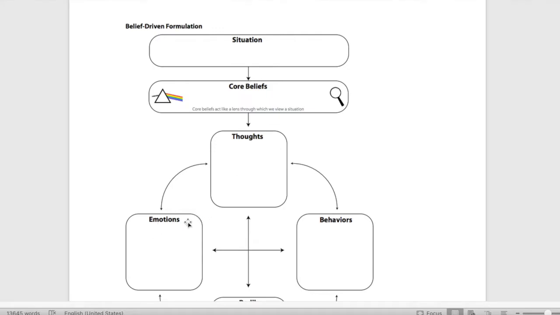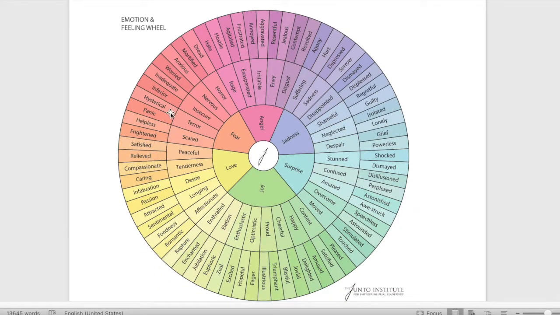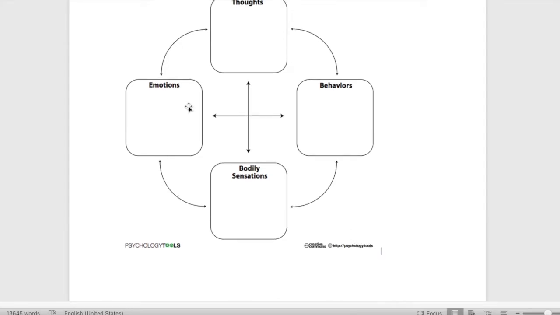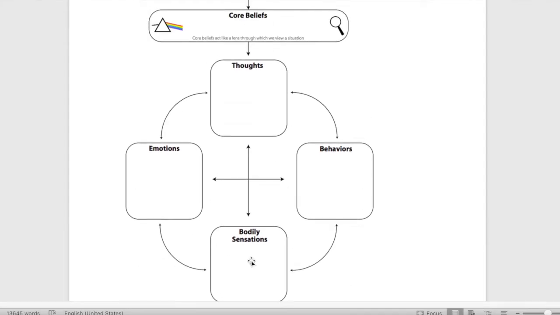So now we want to go to the emotions. What emotions or feelings come up for you when you have that thought? You're going to want to reference the feeling wheel. Let's say the feeling that comes up is inferior. This is a good one, inferior and insecure, because those are branches from fear. So I like that, and you would put that here. The bodily sensations would be something that happens in your body. Is your heart racing? Are you feeling tension in your neck? You want to write these here.